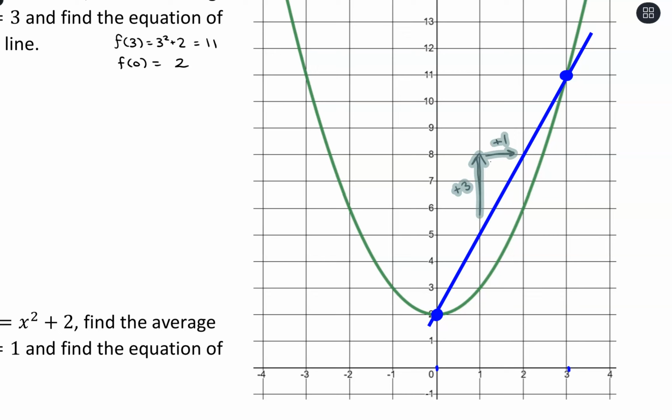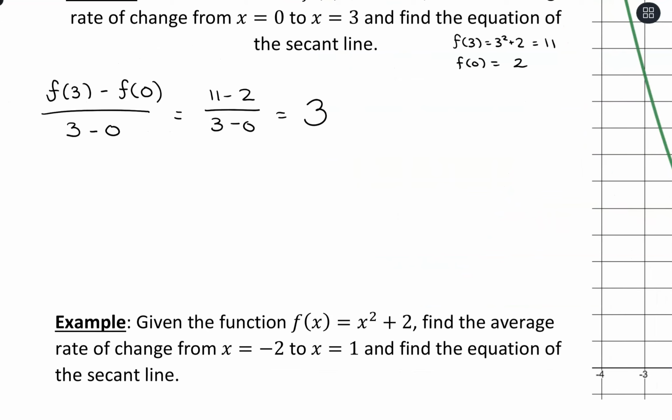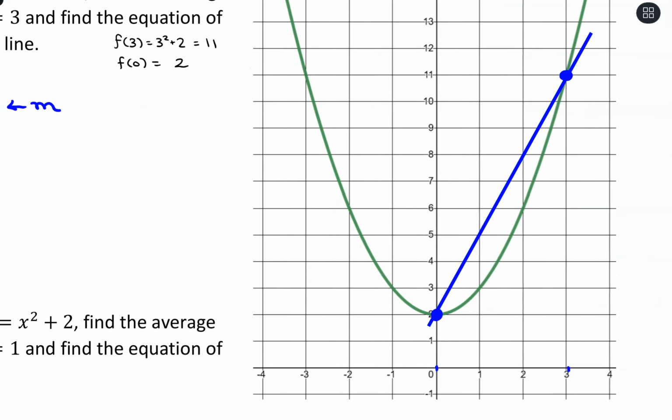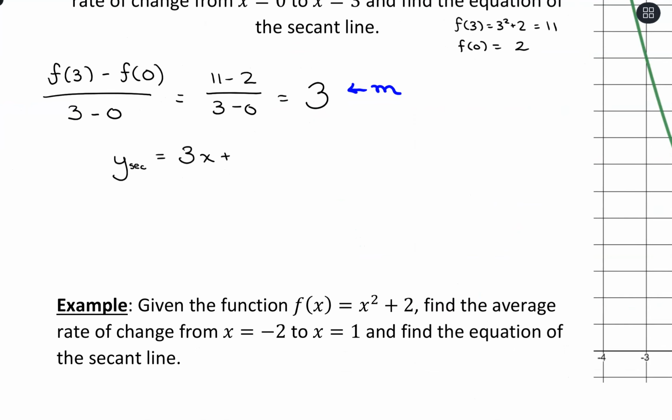So on average, for our function, even though there's this curvature here, what we can do is see this rate of change from where we started to where we ended up. Now for the equation of the secant line, this right here is giving us our slope. So let's call this y, and then I'm going to put secant down there. We have a slope of 3. And then for our y-intercept, we're going through that point (0, 2), so we can just use 2. So the equation of our secant line would be 3x plus 2.